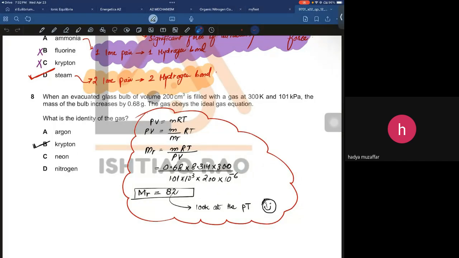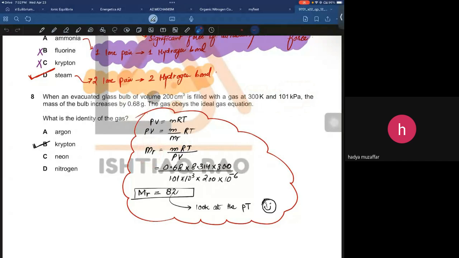Okay. So PV is equal to nRT. Of course, this is the general gas equation. I know the pressure, I know the volume, I know the temperature, I know the mass. I know the value of R, that is constant, that is 8.314. So I would be finding out the molecular mass.